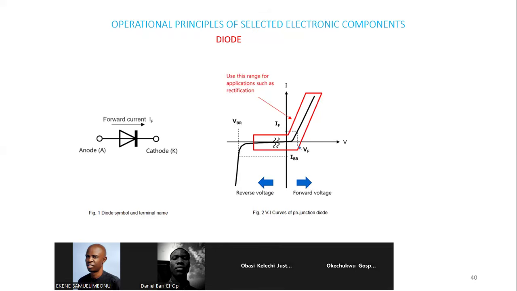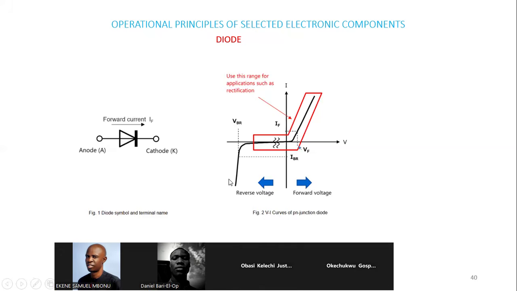You take note of the forward current. If a diode is rated 1 amp, don't even pass up to 1 amp to that diode. If you know you are going to pass more than 1 amp or close to 1 amp, use a diode that has a higher rating, maybe 2 amps, so that you don't take the risk of spoiling your system.